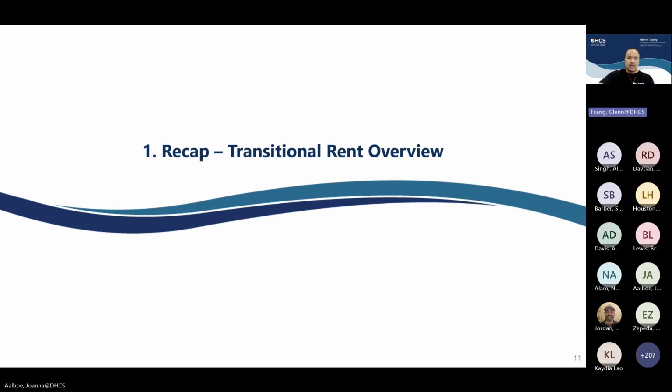Again, I'm going to go into a little bit more background on transitional rent. I know many of you are tracking, so for folks who are not as closely tracking, this will serve also as a refresh for some of our transitional rent policy design.